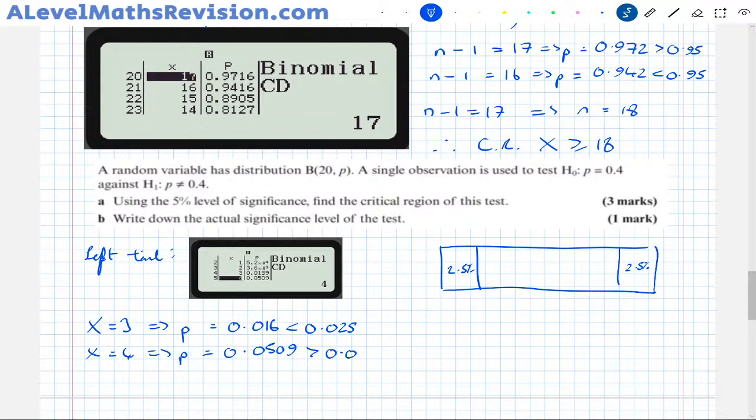Which is greater than 0.025. Therefore, the left-hand critical region is x less than or equal to 3. Anything 3 or less will lead to a rejection.